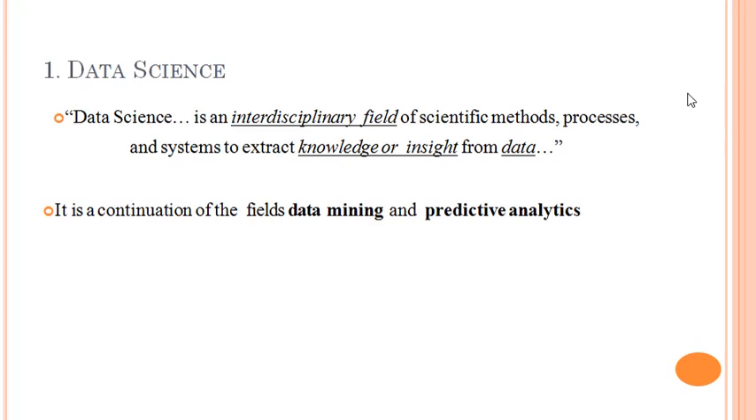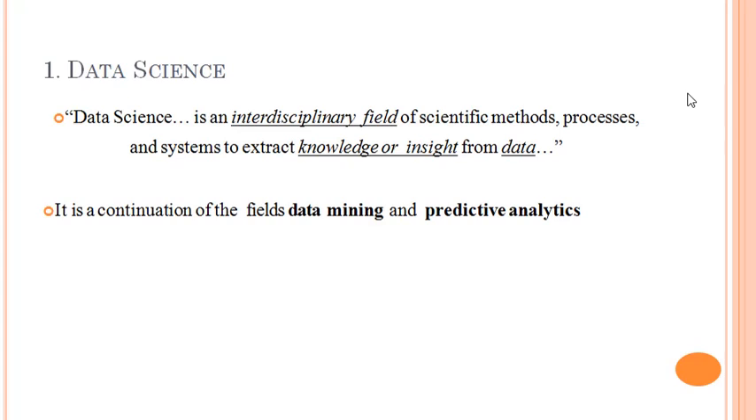So it can involve processes from different fields. That's why we are saying here that we are talking about an interdisciplinary field of scientific methods. So the target is to acquire or understand the underlying structure of the data and to acquire knowledge or useful patterns from the data. It is a continuation of the fields data mining and predictive analytics.